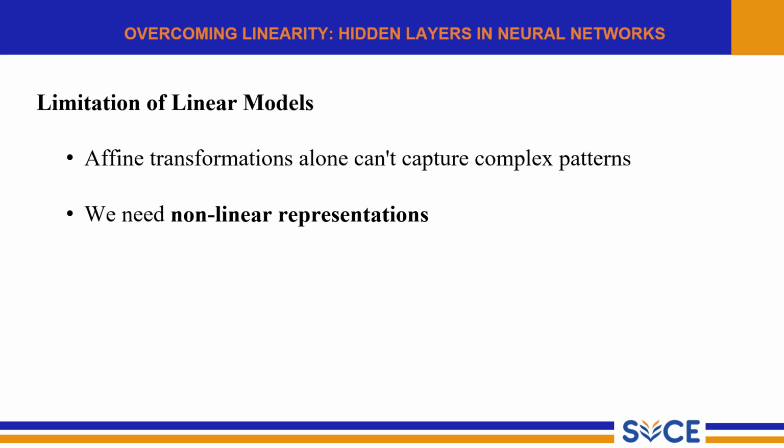From image recognition to natural language processing, the patterns we need to learn are often non-linear, twisted, layered and intricate. That's why we need non-linear representations. By introducing activation functions and stacking layers in neural networks, we enable models to bend, curve and adapt to the true shape of the data. In short, linear models are a great starting point, but for a deeper understanding and better accuracy, non-linearity is essential.